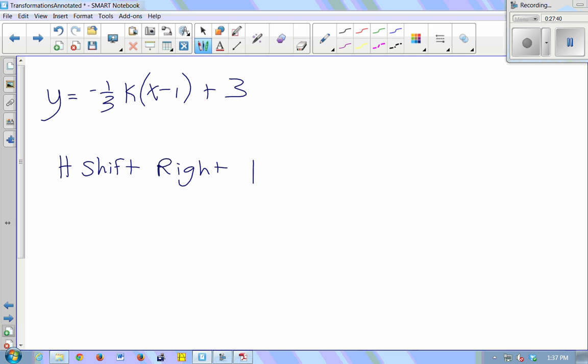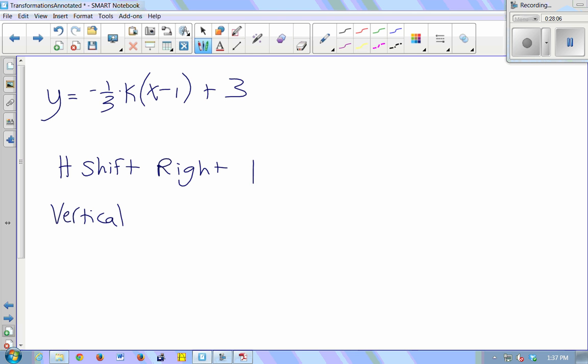Yeah, the 1/3. That 1/3, it's multiplication, right? 1/3 times k. So it's multiplication. It's going to be a stretch or a shrink. Is that outside or inside? Outside, which means it's vertical. So I've got a vertical stretch or a shrink. Shrink, yes, because it's outside.